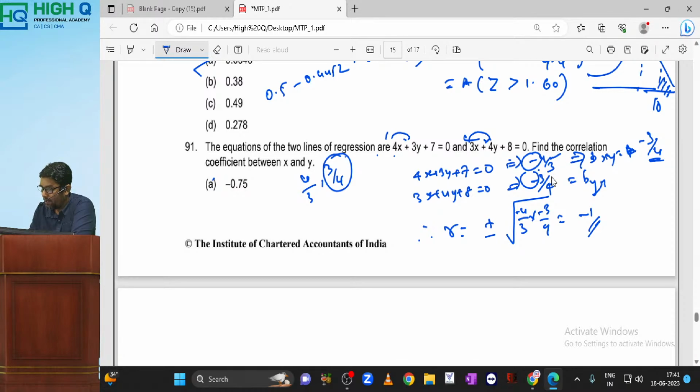What is byx? It is minus 3 by 4, right? What is bxy? This value is reciprocal, minus 4 by 3 is reciprocal. The other slope is reciprocal only, byx and bxy, right? What is the other slope? Minus 4 by 3. What is the reciprocal of that other slope?